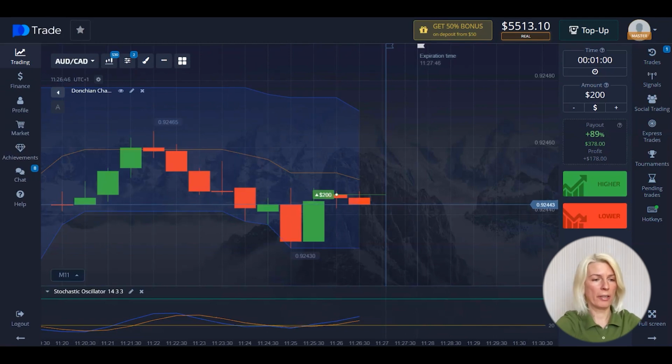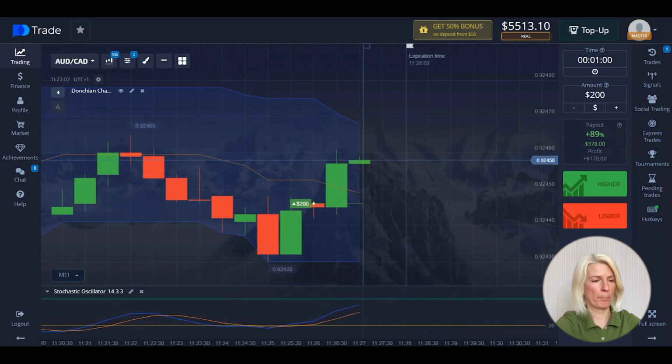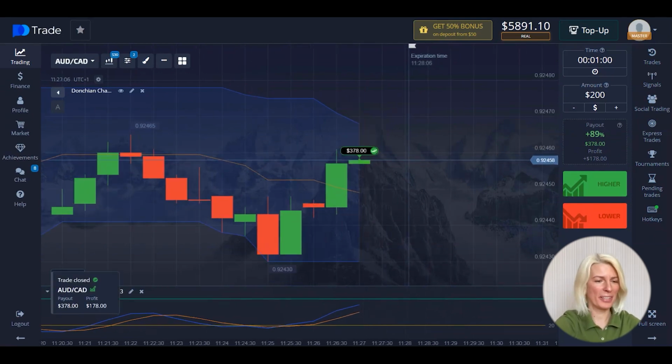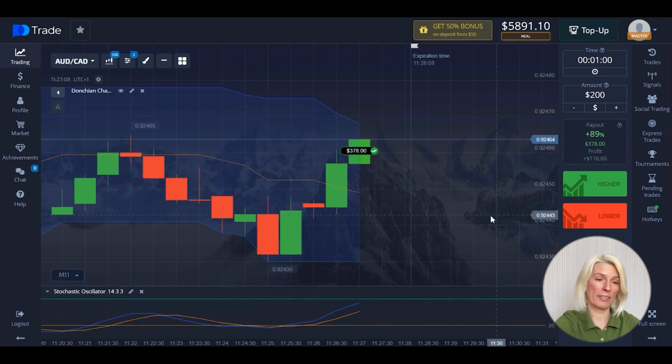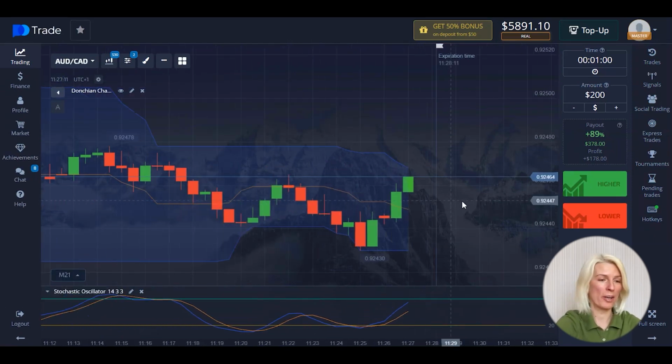The price pulled back down and then it started rising impulsively and broke through the center line of the downtrend indicator and fixed at 0.9246. The new candlestick also heads up. Let's see, there comes the profit, and we made another $178. Now we continue to watch the clouds.